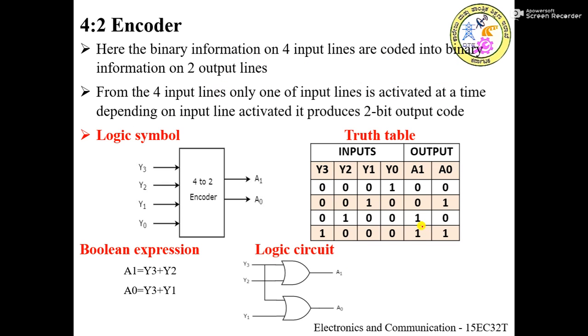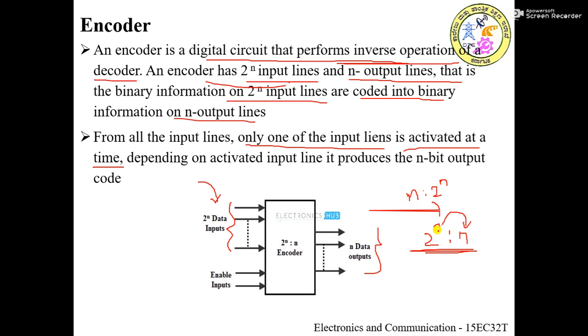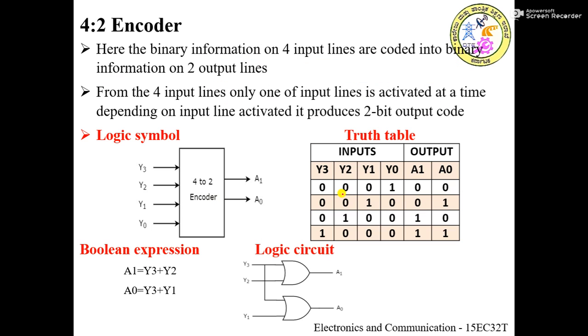So by putting different values of n, I can have different encoder variants here. If you put the n value equal to 1, then you will get a 2 is to 1 encoder, that is very similar to the 2 is to 1 demux operation. And if you put n equal to 2, then 2 to the power of 2, meaning a 4 is to 2 encoder. We will see the operation here.